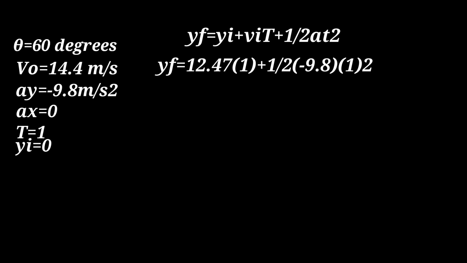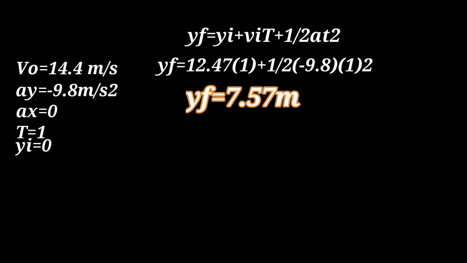So the initial height is equal to 0. The initial velocity of the y-axis that we calculated in the last problem is equal to 12.47. The time is equal to 1. Acceleration is equal to minus 9.8. The time is 1 squared. So, doing the operation, we obtain that the height in 1 second is equal to 7.57 meters.